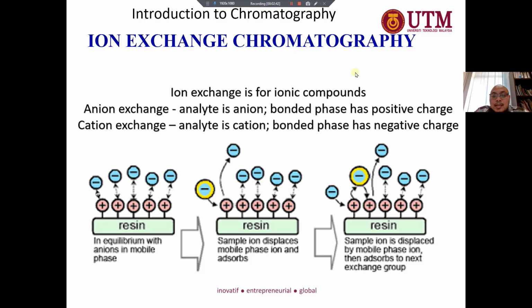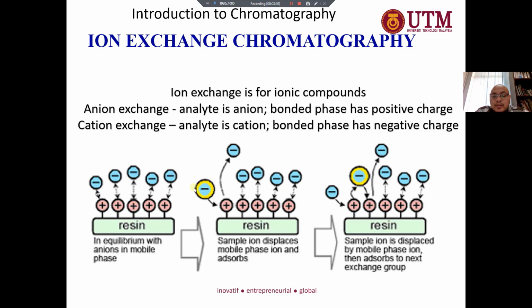The application of ion exchange chromatography, the precise example is on ion chromatography, or IC. For example, in anion exchange ion chromatography, we will have a mobile phase that is also anionic in nature. First, the anionic mobile phase will interact with the surface of the bonded phase. When you introduce the analyte, it will displace the analyte.